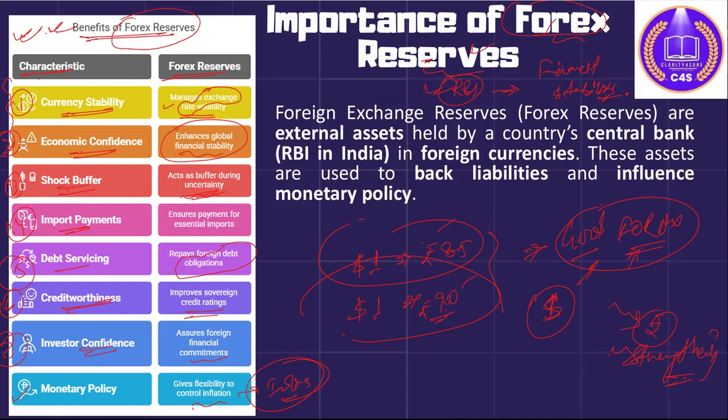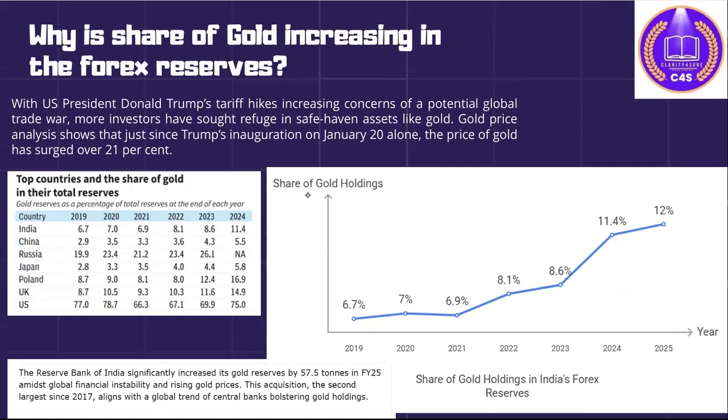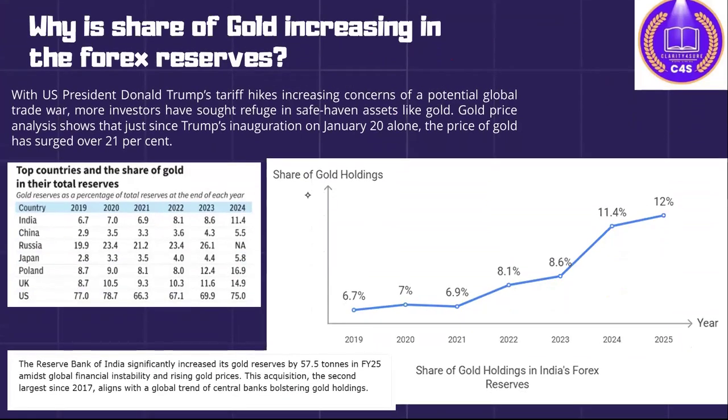Now, foreign exchange reserves or forex reserves are the external assets held by a country's central bank, that is RBI in our country, in foreign currencies. These assets are used to back up the liabilities and influence the monetary policy of our country. Now, coming to the next slide, here we can see why the share of gold is increasing in the forex reserve in our country.